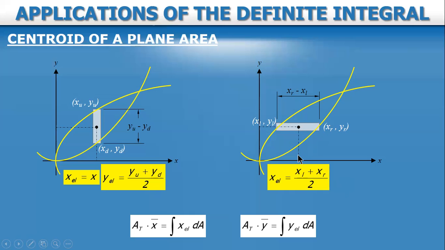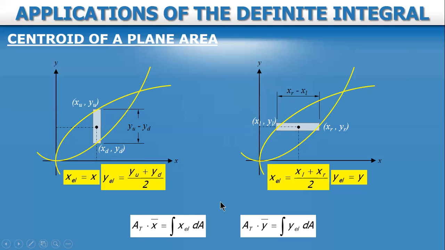While for y sub EL, it's simply y because from the graph, we can see that y sub L and y sub R are the same as well as y sub EL. So our y sub EL is simply equal to y. So you try to remember this. Now, when you analyze a vertical strip, y sub EL is the average. X sub EL is simply x. But if you will analyze a horizontal strip, x is the average. And y sub EL is simply y.